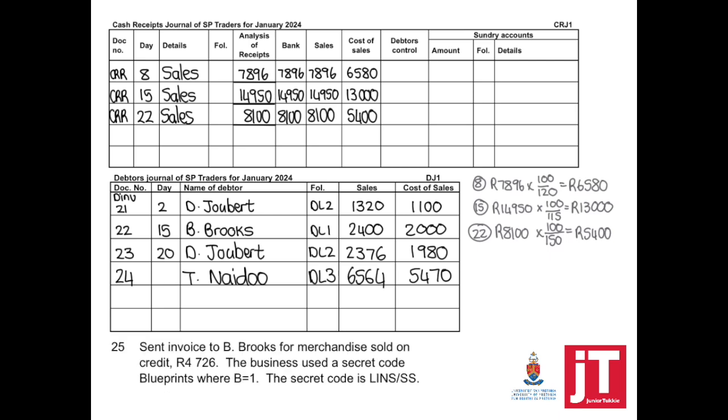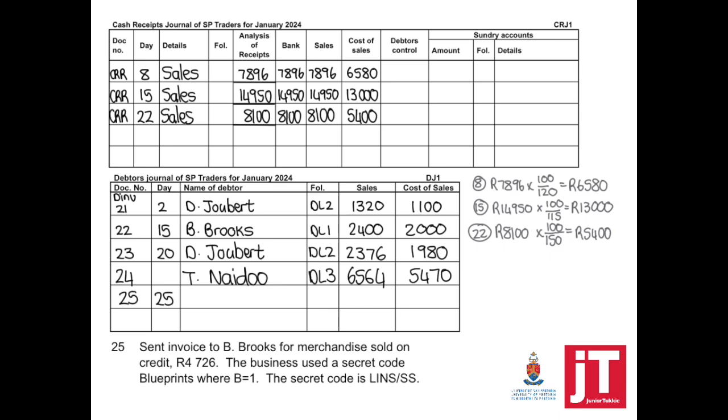Day 25. Sent invoice to B. Brooks for merchandise sold on credit, 4,726. The business used the secret code BLUEPRINTS where B equals 1 and the secret code is LINS-F. So this is what we've learned in chapter 1, that there are different ways in which the cost can be calculated. One of them is using the markup percentage. A second way is using the secret code. So to use the secret code, this transaction happened on day 25.